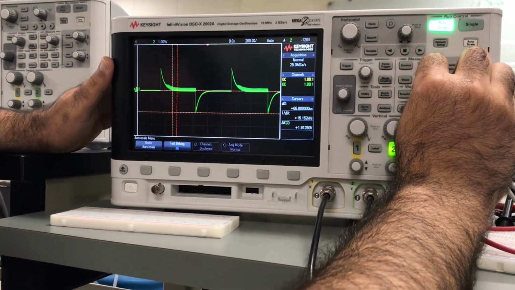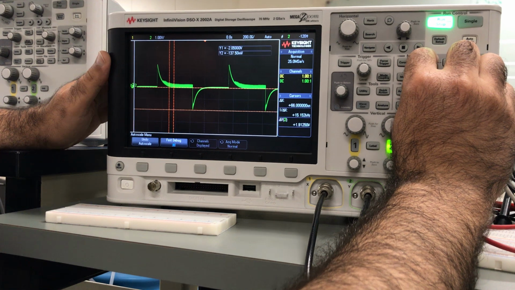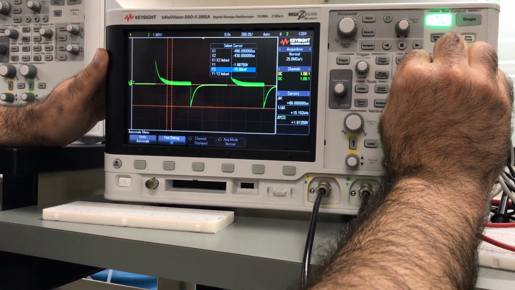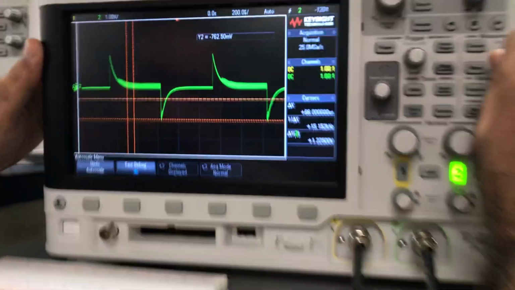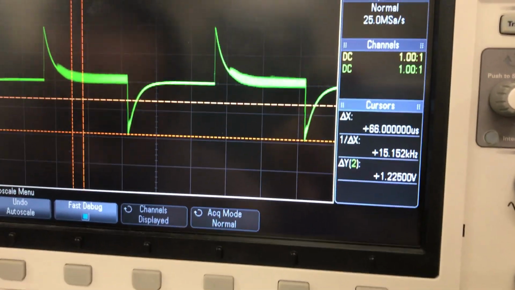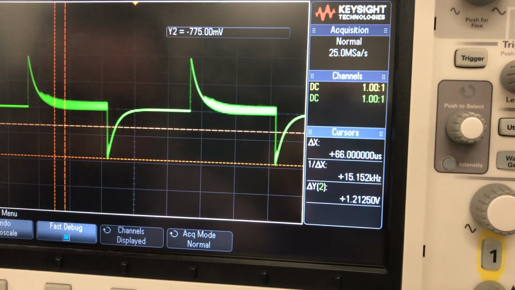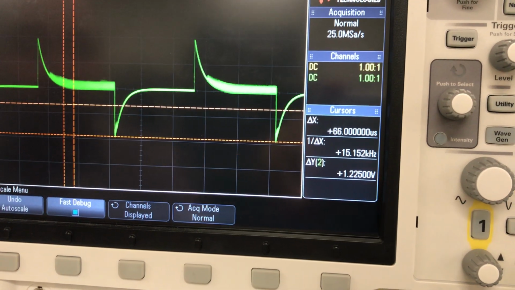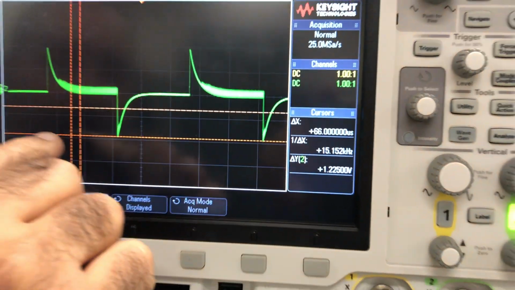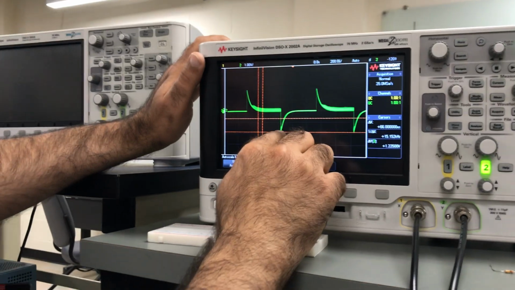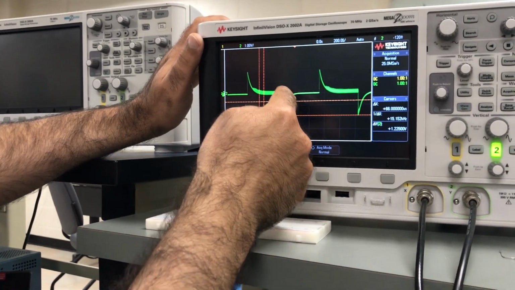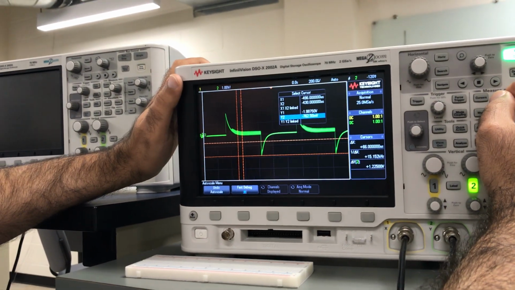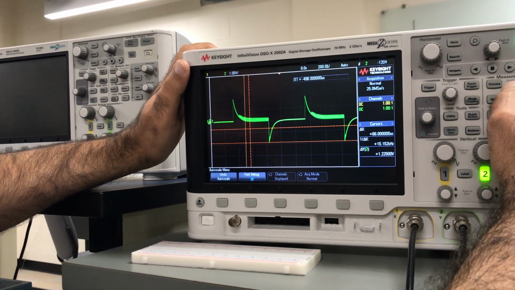Delta y should be 1.219. So I will move y2 to 1.219. I don't have 1.219, so I will choose 1.2. That's fine. Then I will move this line and this line. One will be here and the other one will be at the intersection point, because I would like to see delta x to know the time constant.